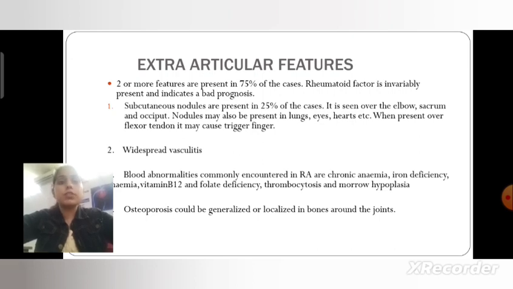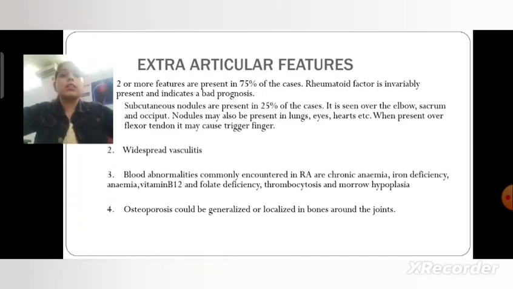The second feature is widespread vasculitis. The third extra-articular feature is blood abnormalities. Those commonly encountered in rheumatoid arthritis are chronic anemia, iron deficiency anemia, vitamin B12 and folate deficiency, thrombocytosis and marrow hypoplasia. Fourth is osteoporosis, which could be generalized or localized in the bone around the joint.